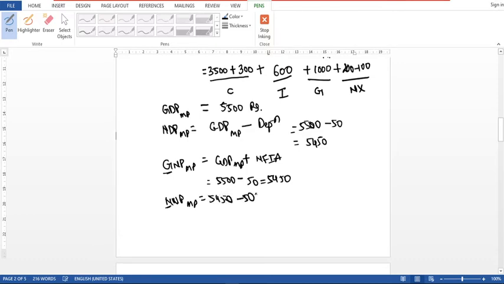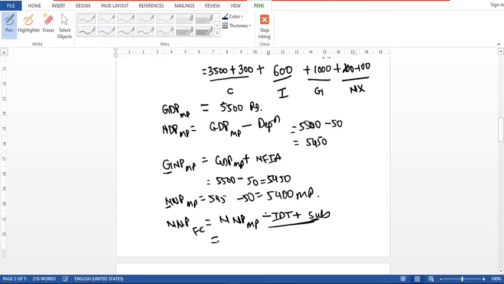5,450 minus 50 will be nothing but 5,400 at market price. If someone asks me NNP at factor cost, how to find out factor cost? It is NNP at market price minus indirect taxes plus subsidies. In any of the variables, if you subtract IDT and add subsidies, ultimately you will be getting anything at factor cost. Is it so?